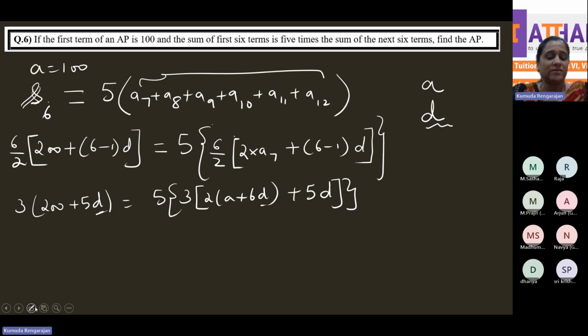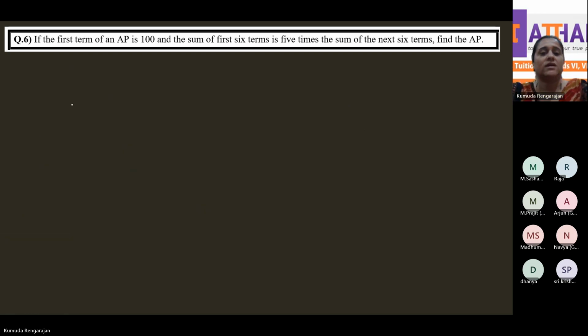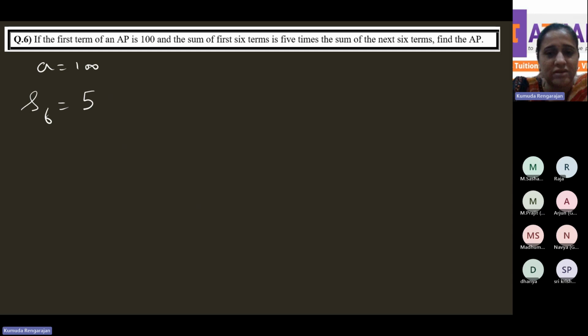Okay, now we'll see the other method. The other way of constructing the equation is, a is equal to 100. The sum of the first 6 terms is equal to 5 times the sum of the next 6 terms.